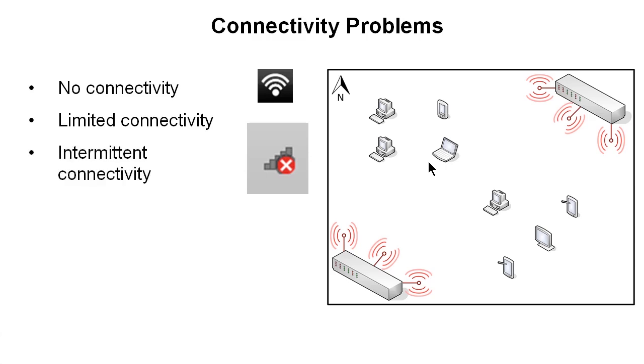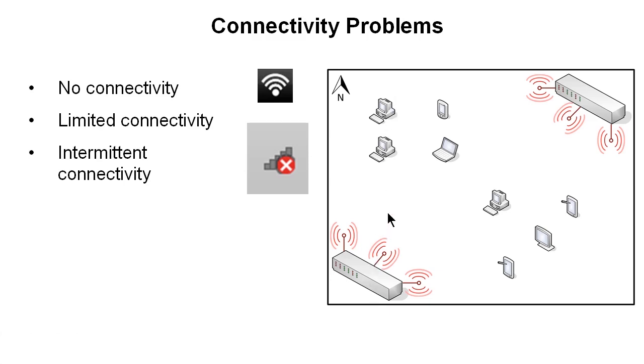The next one is intermittent connectivity. Now, when it comes to PCs, usually intermittent problems are the hardest to troubleshoot. But with wireless networks, intermittent problems are a little bit easier. If you have intermittent connectivity, it could mean one of a couple things. One, your computer's distance from the wireless access point is too great.